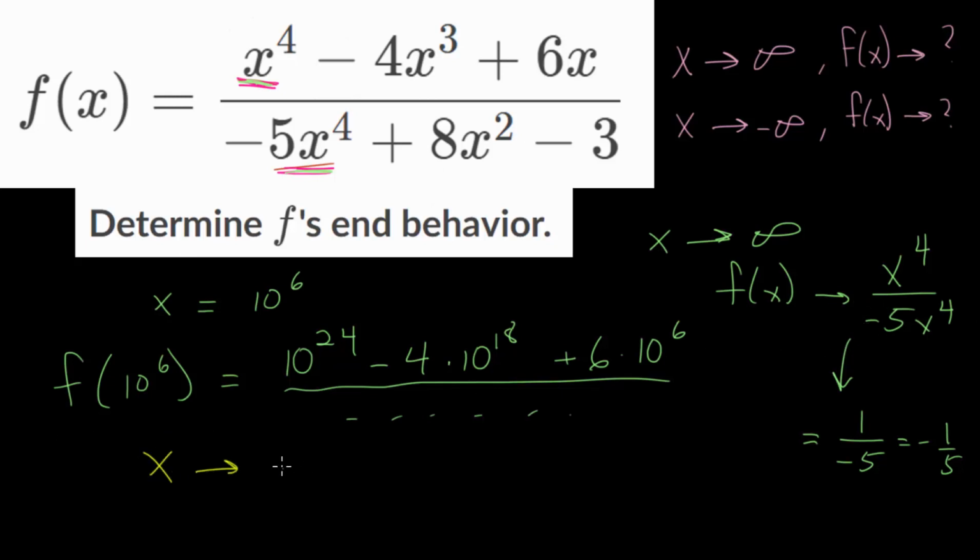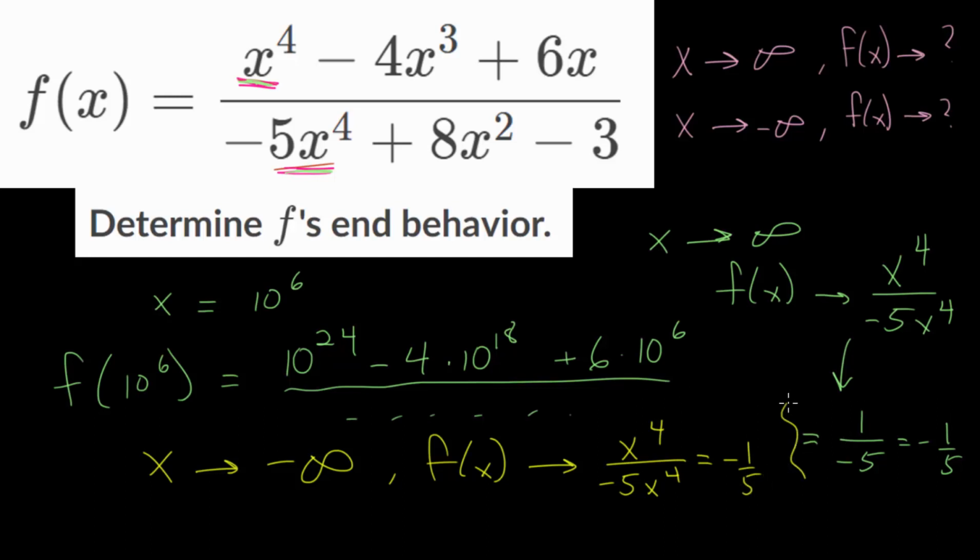As x approaches negative infinity, the function will start to approach the ratio of the highest power terms, x to the 4th over minus 5x to the 4th. And again, it will simplify to minus 1/5. So in both cases, as x gets either very large in the positive direction or very large in the negative direction, the function will approach this value of minus 1/5.